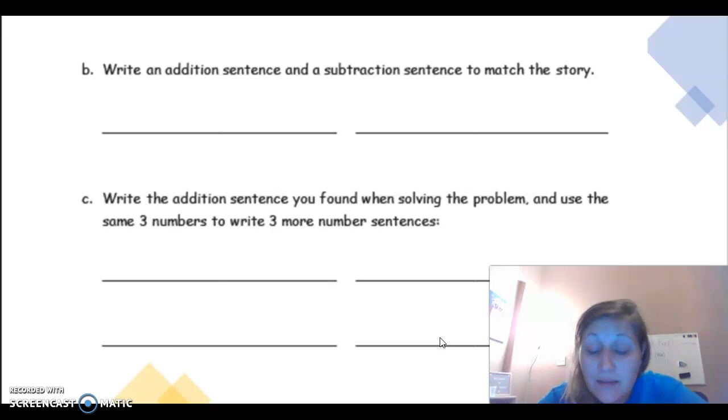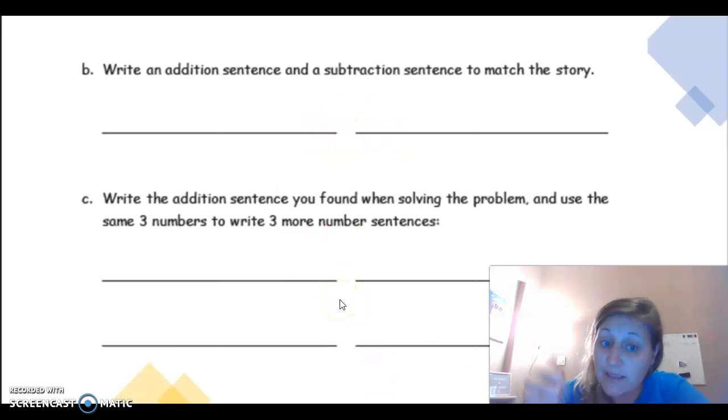It's like what we practiced in small group, where you have a number bond and you have 4 number sentences that go with it, okay? So up here, addition and subtraction, and then down here, write the 4 number sentences that go along with it. It's okay if you're rewriting some of those sentences from up here, okay? Do your best. Good luck.